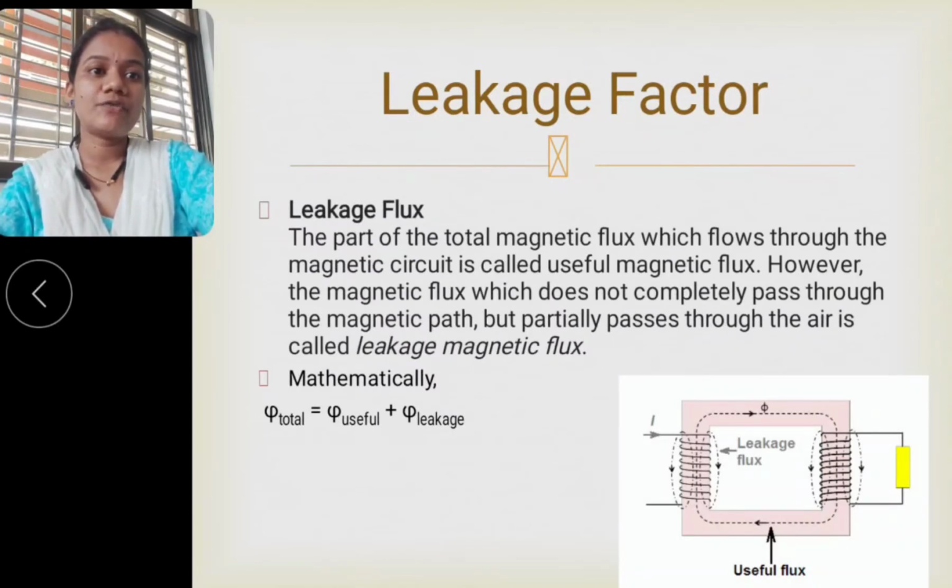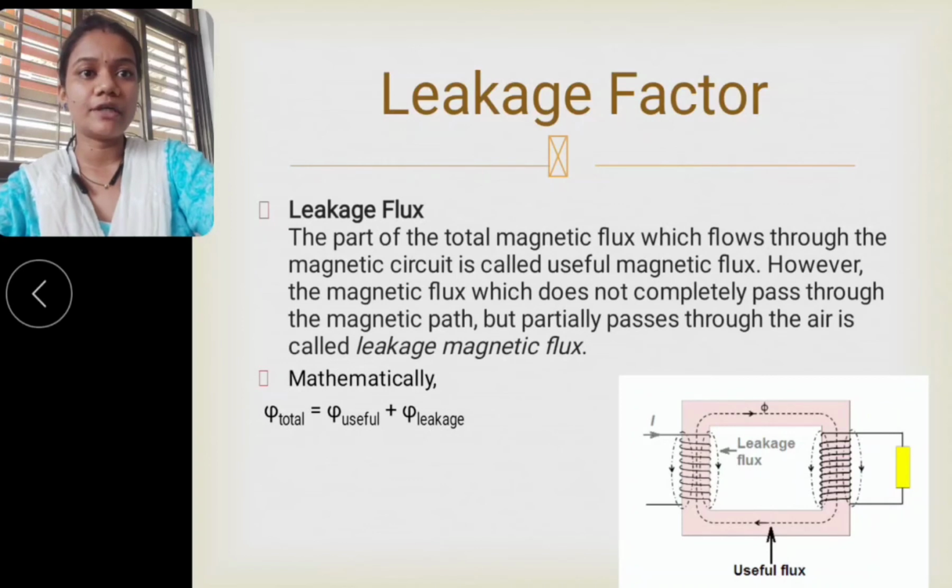Now the second parameter is leakage factor. This is your primary winding, this is your secondary winding. So what is leakage flux? When magnetic flux flows from the primary winding to the secondary winding, part of the magnetic flux passes through the magnetic path and will be available at the secondary side. We can call it useful flux, but some part of the flux will be leakage.